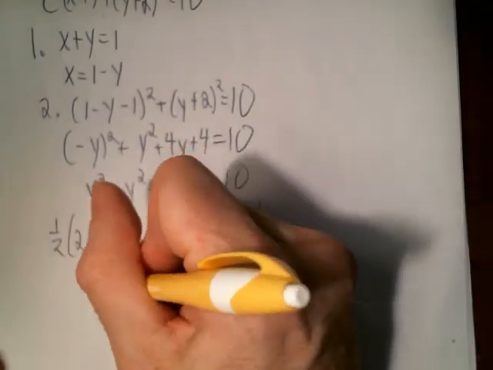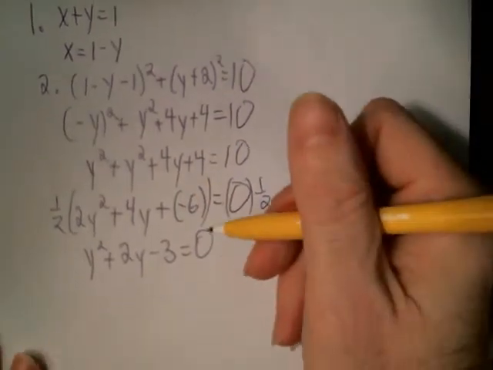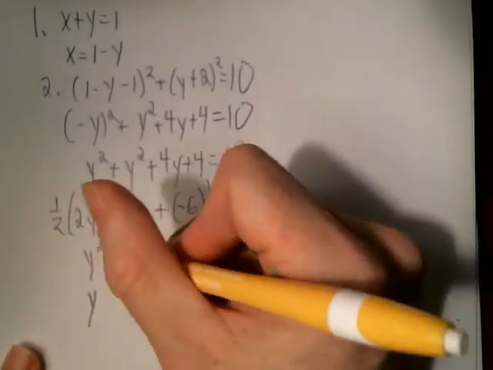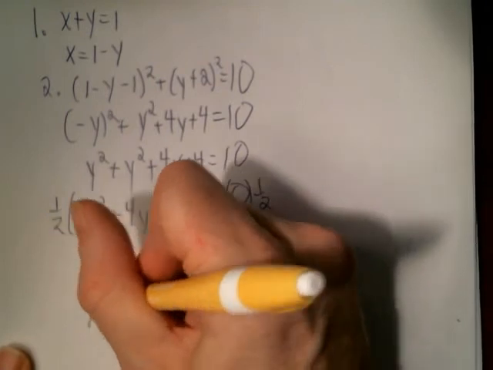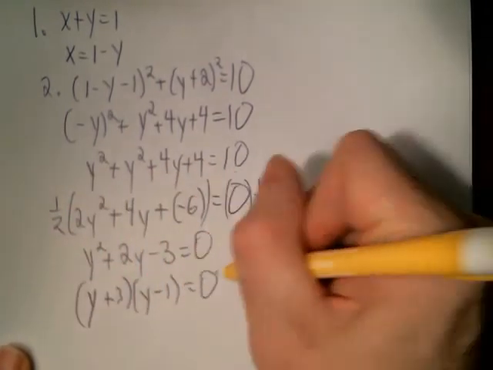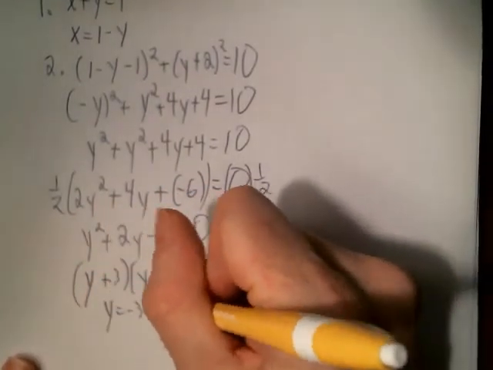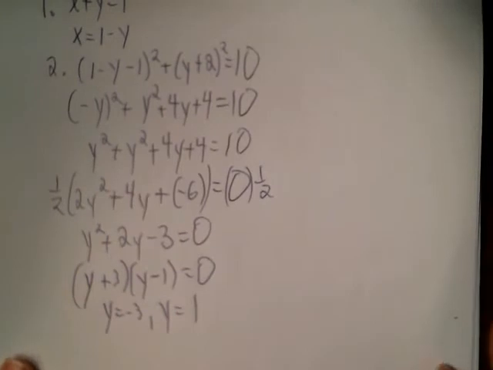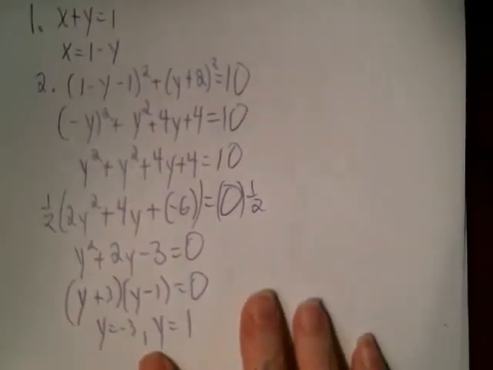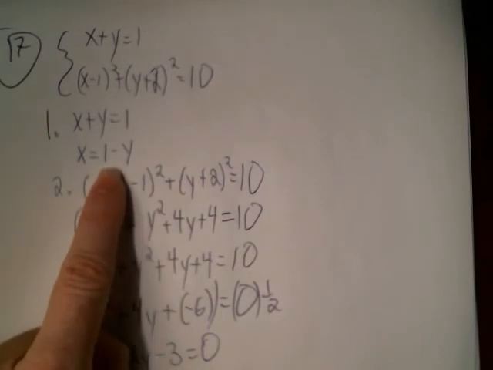And I'm getting y squared plus 2y minus 3 is 0. And then we could easily factor that into y plus 3 times y minus 1 is 0. And so y is negative 3, and then y is 1. Okay. So we take these solutions now and pump them back into here.